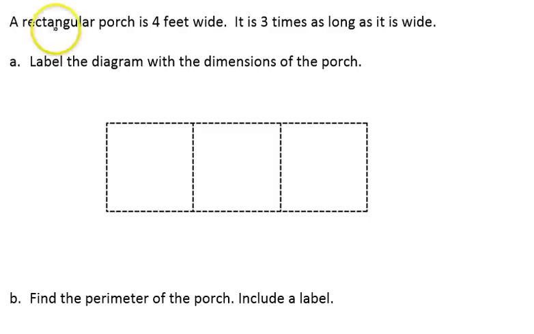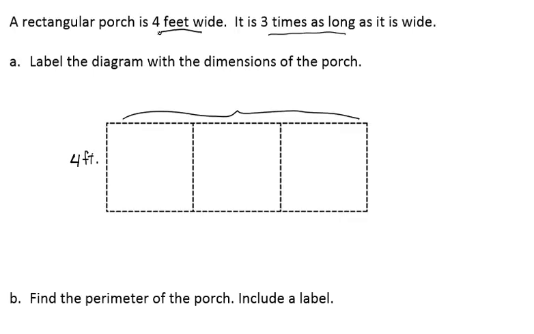The first question says that you have a rectangular porch that is 4 feet wide, and it is 3 times as long as it is wide. So if I label my porch, I know that the width is 4 feet and that the length is 3 times the dimension of the width.